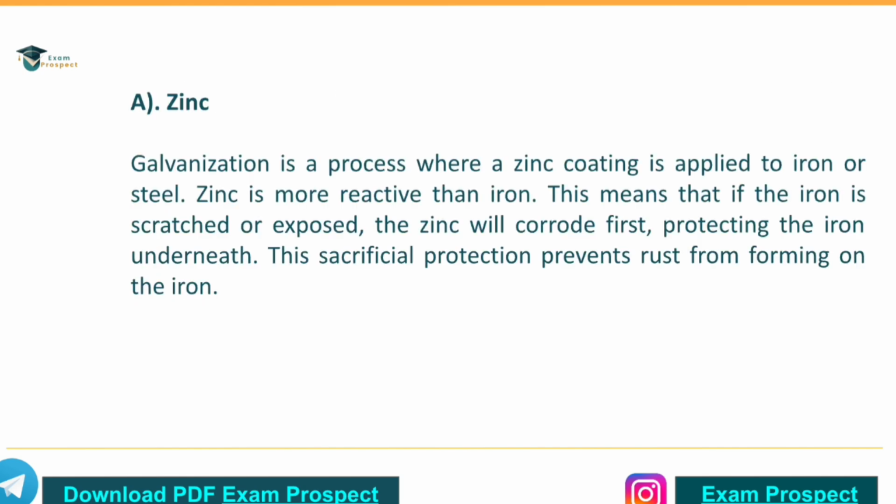Here, galvanization is a process where a zinc coating is applied to iron or steel. So zinc is more reactive than iron, and this means that if the iron is scratched or exposed, the zinc will corrode first, protecting the iron underneath. This sacrificial protection prevents rust from forming on the iron.